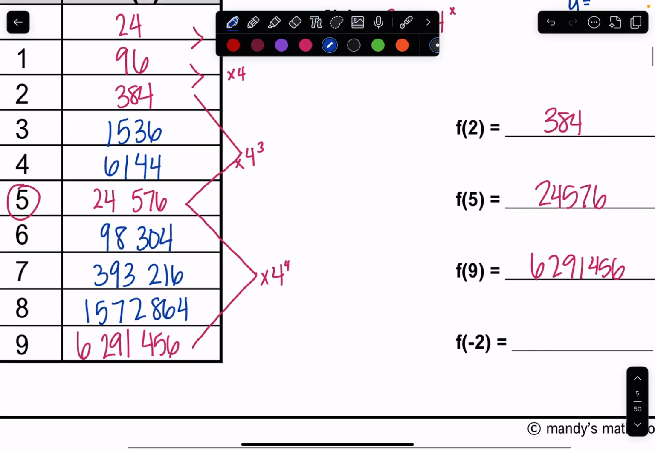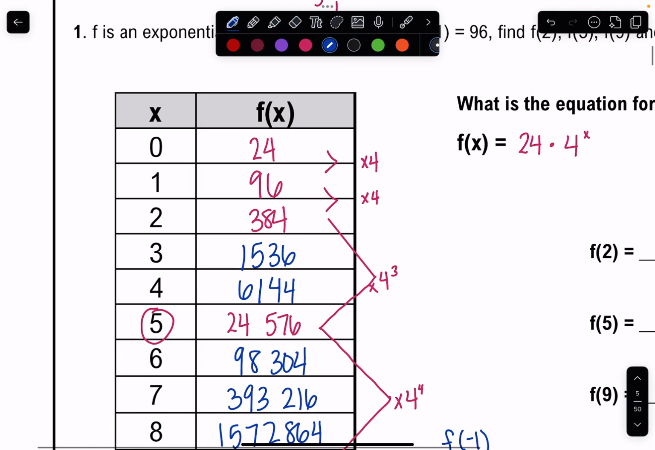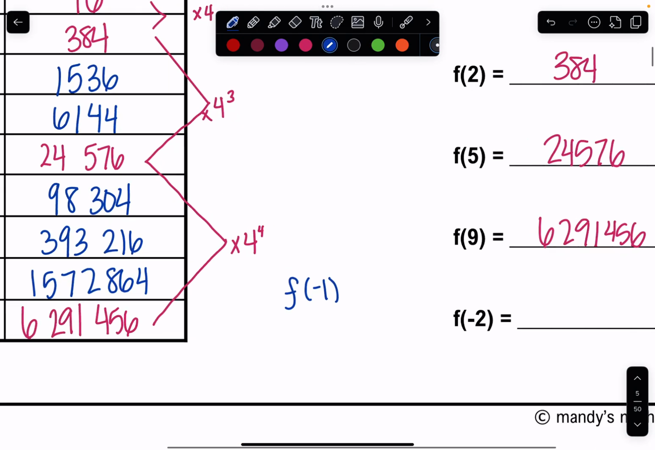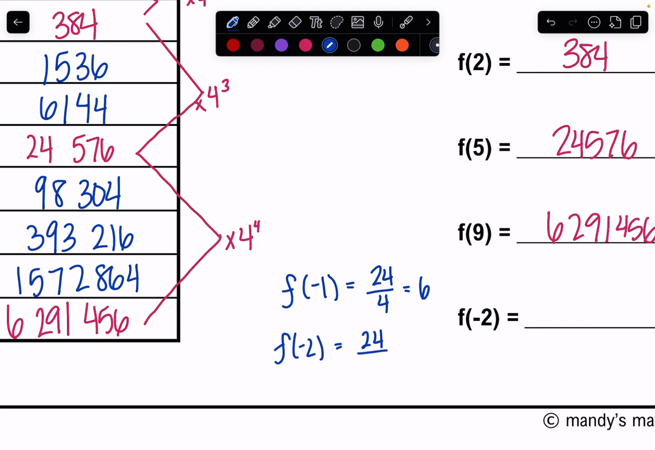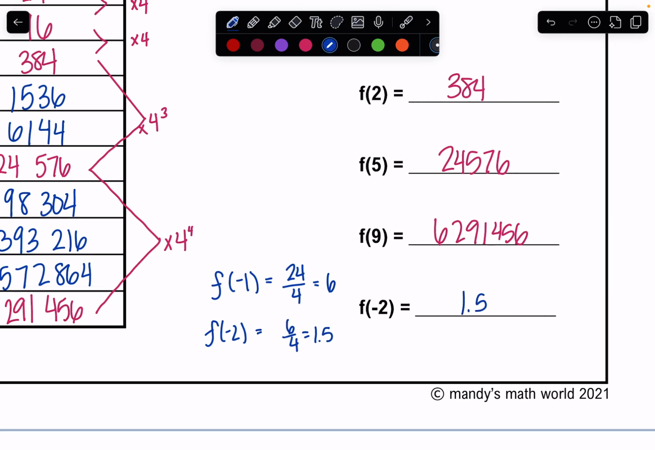I know we don't need f of negative 1, but I can start there. So I know that f of 0 is 24. So f of negative 1, moving 1 down the table, would be 24 divided by 4, right? So that would give me 6. And then f of negative 2, well, that is 6 divided by 4, which gives me 1.5. So we can divide down each time.